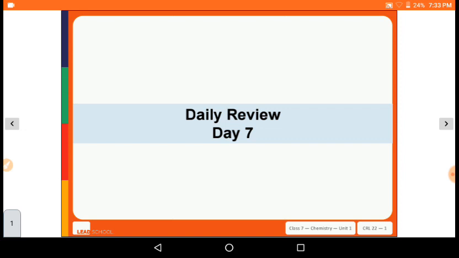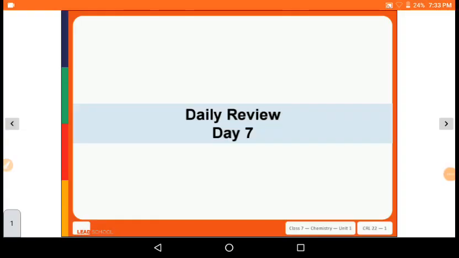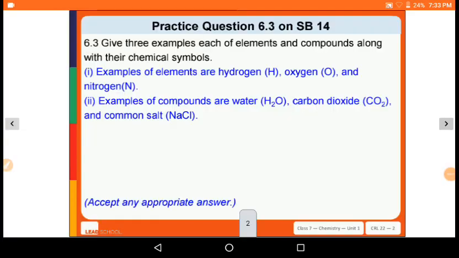Before we start today's session, let us solve one practice question. The question number is 6.3 on your supplementary book page 14. The question is: give three examples each of elements and compounds along with their chemical symbols.